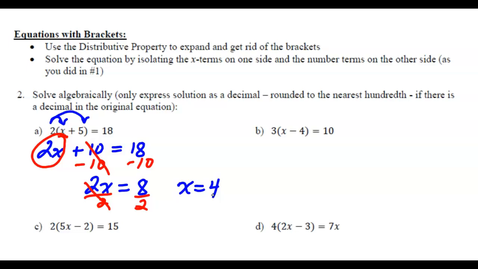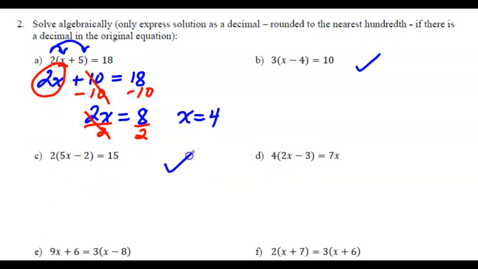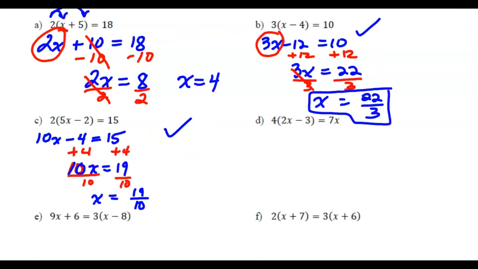Okay, expand the next one. 3 times x, 3 times negative 4. What do you get? So you're going to do B and C right now. Okay, so there are the solutions to B and C. D, same steps. You'll notice that just on the right-hand side, it's got an x term. So maybe we'll have to group the x's first, but we still want to expand out the brackets first.